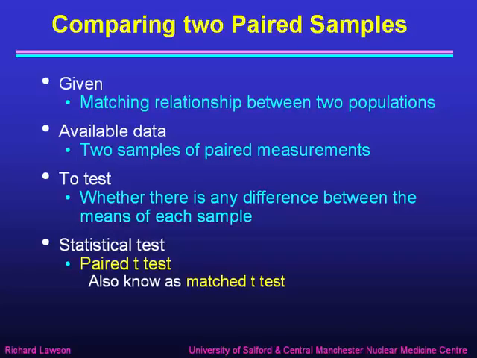The available data is two samples of paired measurements taken from these populations. And what we want to do is to test whether there is any difference between the means of each sample. The statistical test that we're going to use is the paired t-test, sometimes known as the matched t-test.